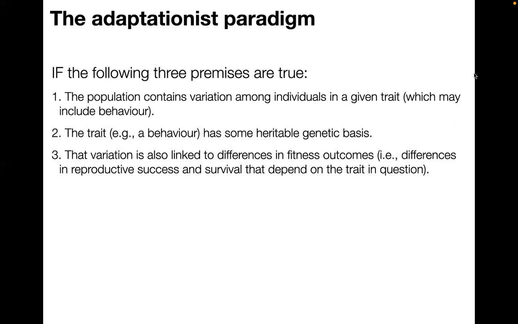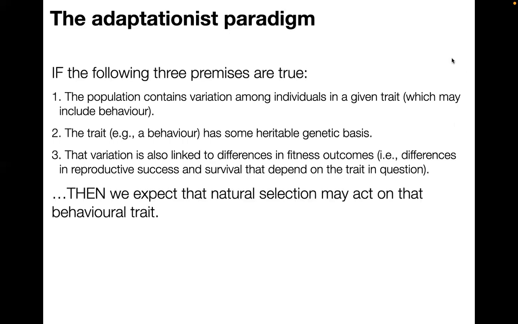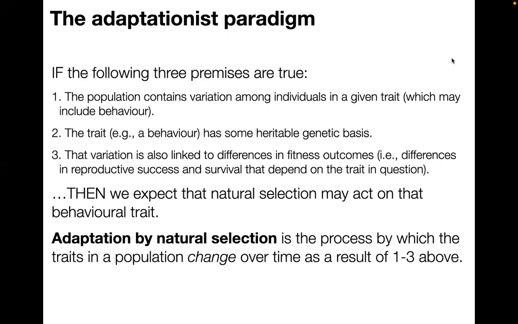So if the individuals that do more grooming are somehow better off in other ways, maybe they're more likely to attract a mate, then we expect natural selection to act on that behavioral trait. And that is adaptation. Adaptation by natural selection is the process by which traits in a population change over time as a result of those three premises.